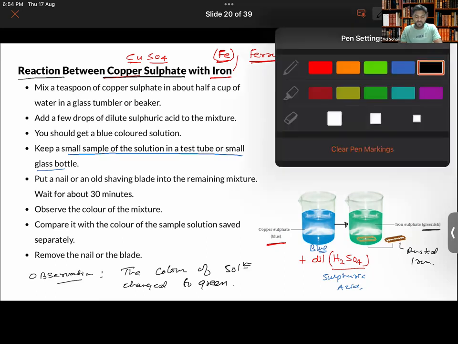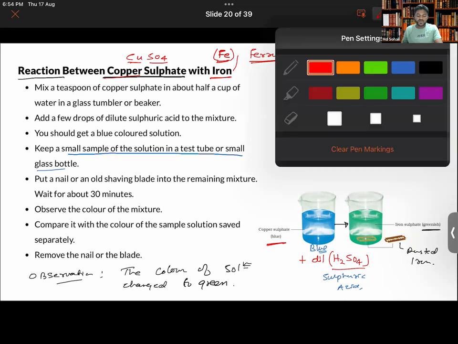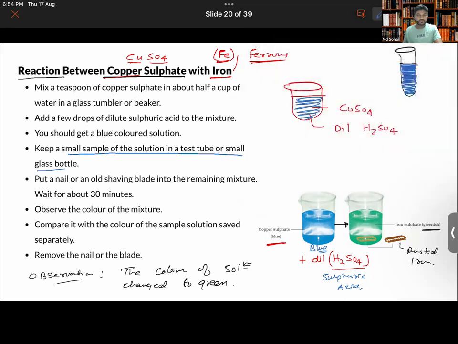What basically happens here? Look here. You have got a beaker, right? You have taken some copper sulfate in it, and you have taken some dilute H2SO4, that is sulfuric acid in it. So here you will get the solution, and the color of the solution is blue. Right now, copper sulfate plus dilute H2SO4 gives you a blue color solution. Now what you did, you basically placed a rusted iron object into it. For example, in this case, we have placed a rusted iron blade.